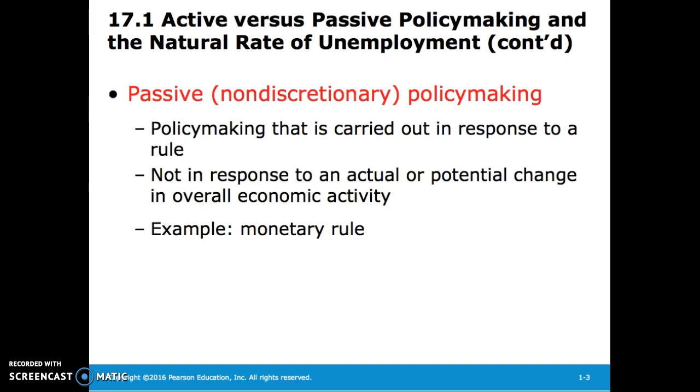Conversely, passive policymaking is policymaking that is carried out in response to a rule, not in response to an actual or potential change in overall economic activity. An example is the monetary rule.